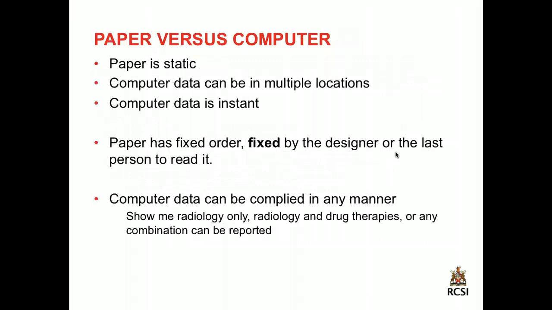Underlying all of this is the rationale that paper is bad and computers are good. And I suppose there are merits and demerits to that statement. Of course, the paper is static. We can have computer data in multiple locations. You can leave the paper in the ward, you can't move it to the next ward, or somebody has to go get it. The computer data is instant. We can call it up. We can look at it. Paper has a fixed order. It's fixed by whoever designed the form, or the last person to read it. You pick it up, and somebody may have put something back in the wrong order, or indeed may have lost something. So we all know that.